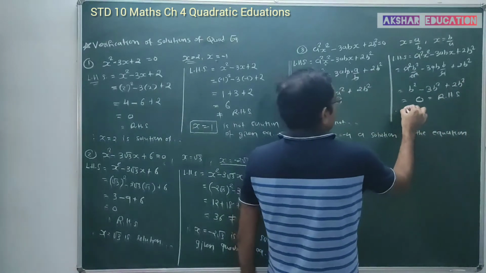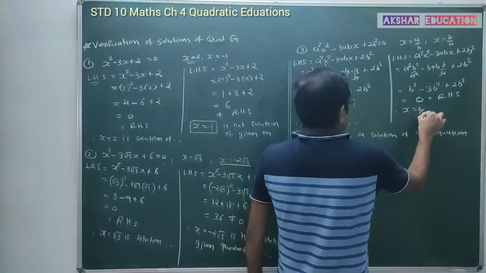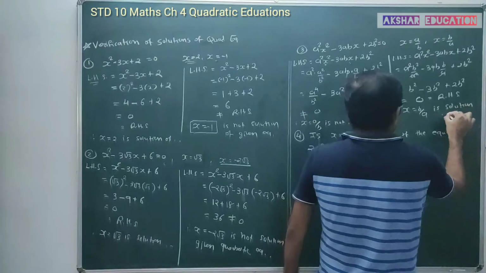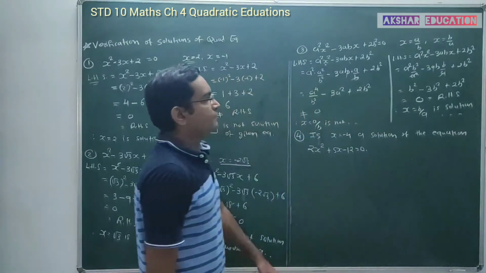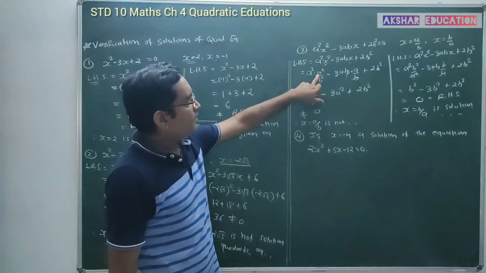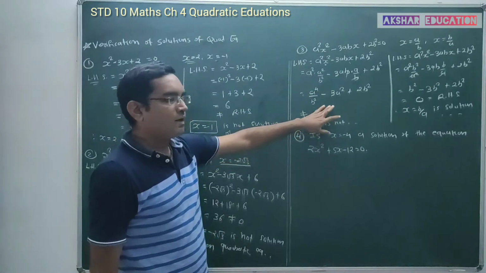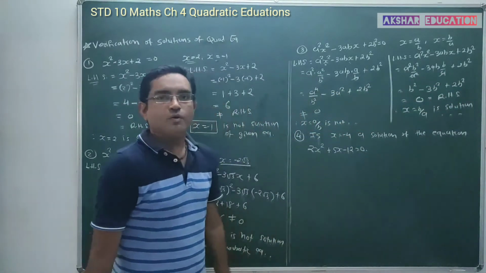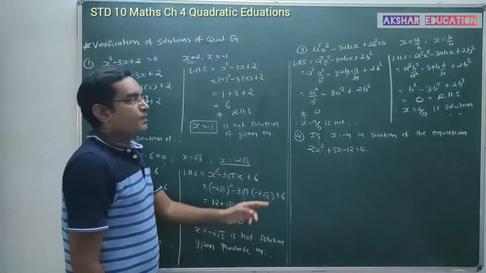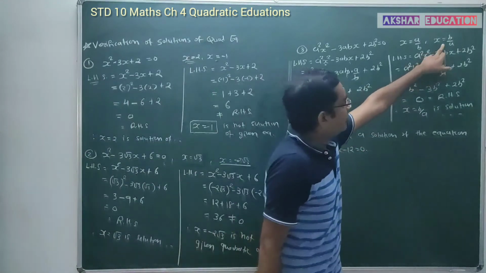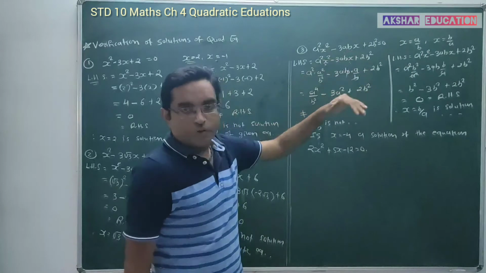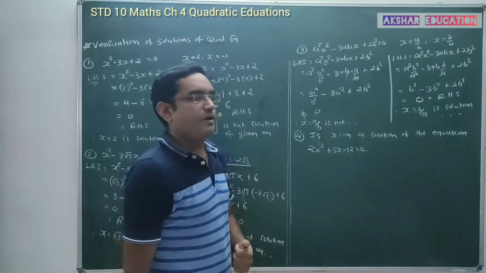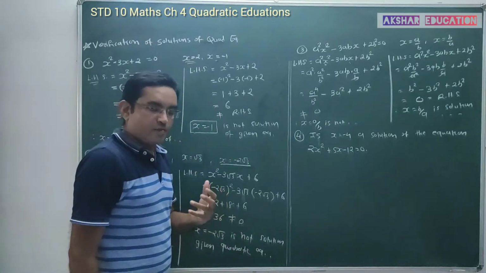So what you can say, therefore x equal to b by a is a solution of the given quadratic equation. x equal to a by b is not the solution of the given quadratic equation, while x equal to b by a is the solution of the given quadratic equation. Why? Because if we put x equal to b by a in this equation, the equation is satisfied. What is the meaning of satisfaction?